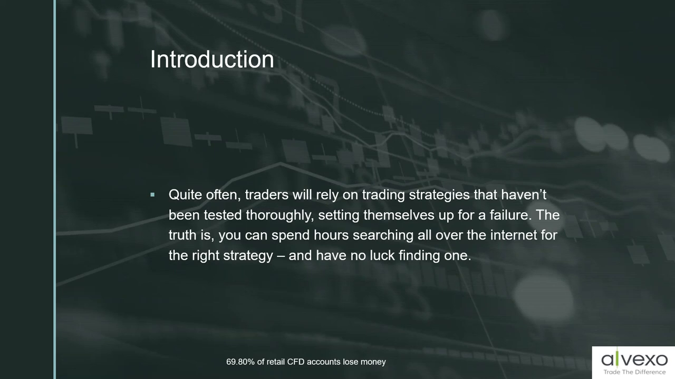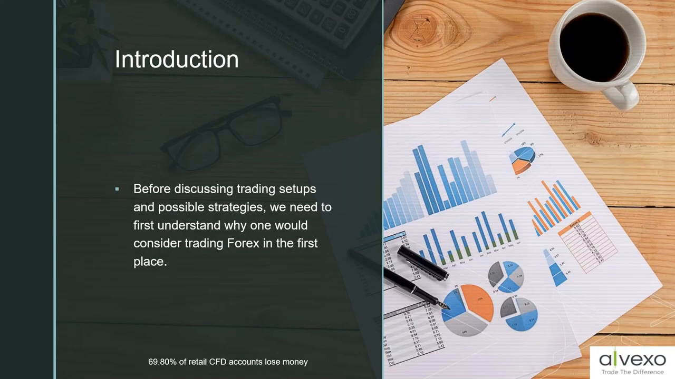The truth is, you can spend hours searching all over the internet for the right strategy and have no luck finding one. Because you know what? There isn't any perfect strategy out there. Now, I've been trading for a lot of years, and I have a lot of different strategies, because you don't have one strategy. A strategy is a set of rules, but they're modified by asset class, by season.